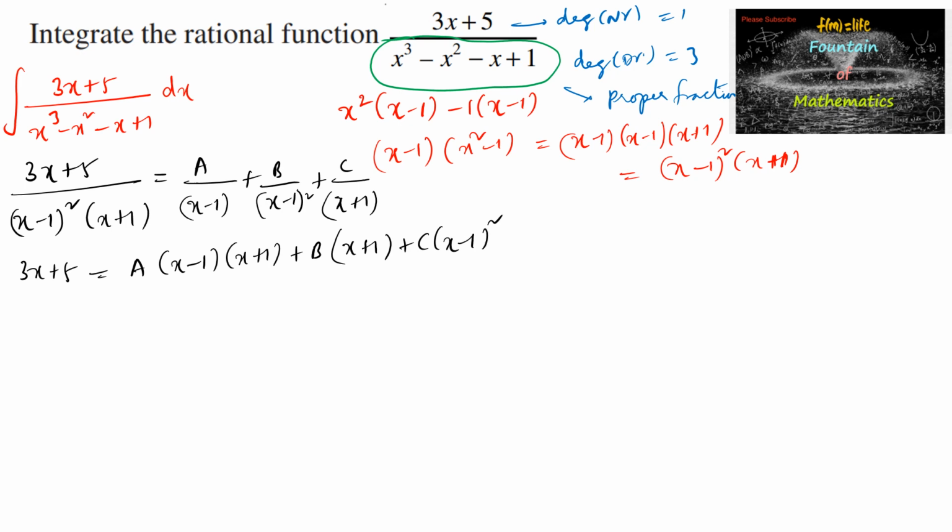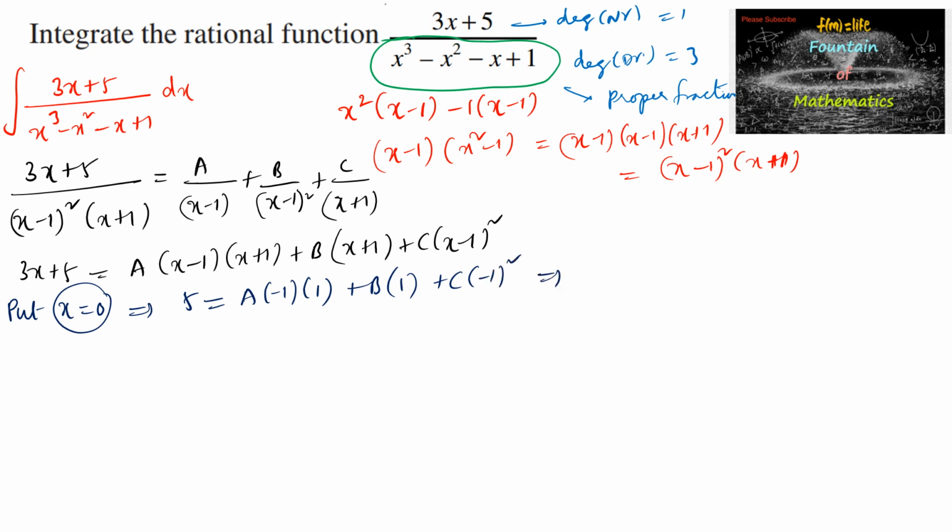To get the constants A, B and C, let us substitute x = 0. So we get 3(0) + 5, that is 5, equal to A(−1)(+1) + B(0 + 1) + C(−1)², which implies −A + B + C = 5.